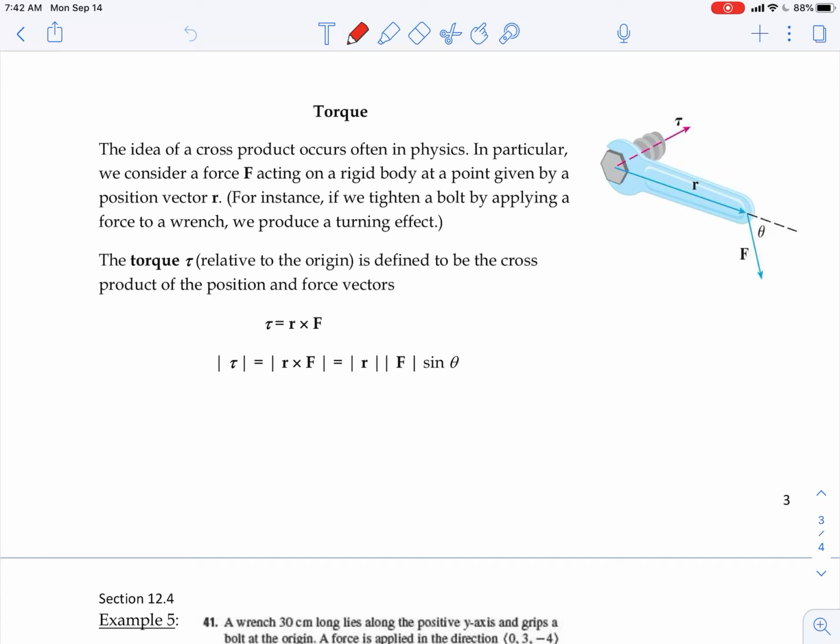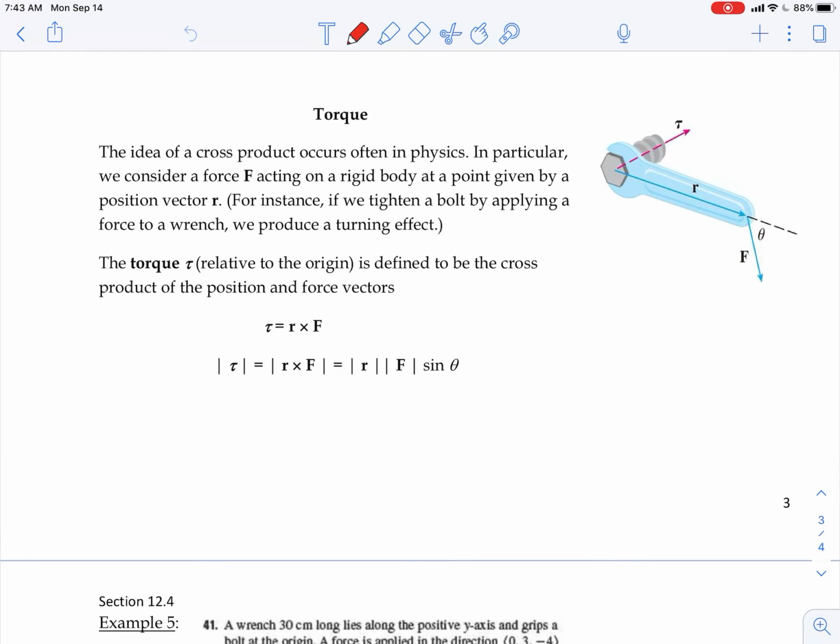vectors. All right, so here we have tau is equal to the cross product of the vectors r and F, and the magnitude of tau can be expressed as the magnitude of the cross product of r and F, which is equal to the magnitude of r times the magnitude of F times sine theta. Now, one thing we'll probably have to do is find out this theta.